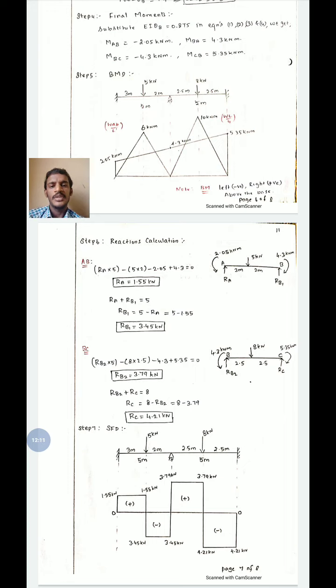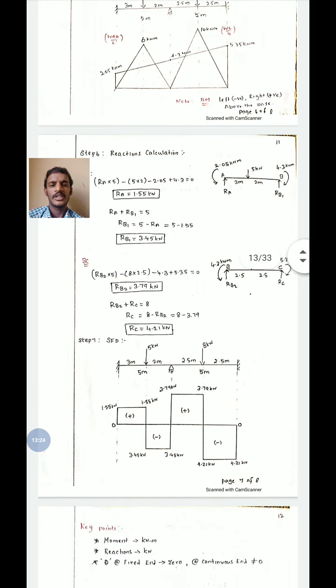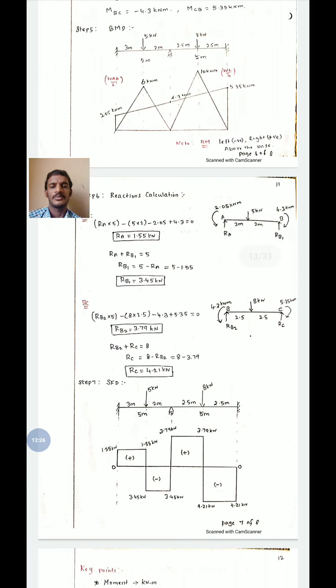For the RB1 calculation, RA plus RB1 is equal to the total load, 5 kilonewton. Substituting the RA value, we will get RB1 as 3.45 kilonewton. Similarly, we have to calculate for the BC portion also. For the BC portion, the MBC and MCB values calculated in step 4 are 4.3 and 5.35.